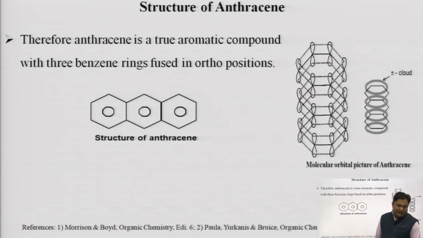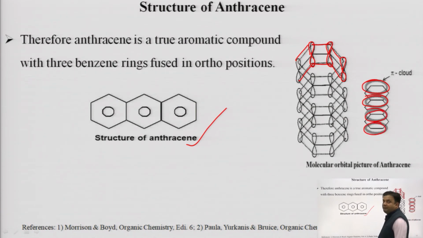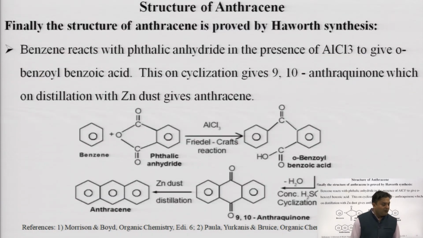Again, you can see the structure of anthracene is this. It is confirmed by various analytical and synthetic evidence. Here you can see a perpendicular p orbital on each carbon of anthracene, and these are overlapping laterally. Because of that, the plane of anthracene has an electron cloud above and below it. Finally, the structure of anthracene can also be proved by the Haworth synthesis.